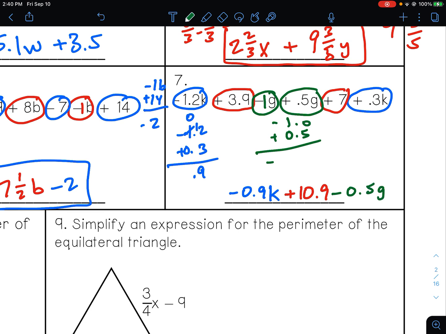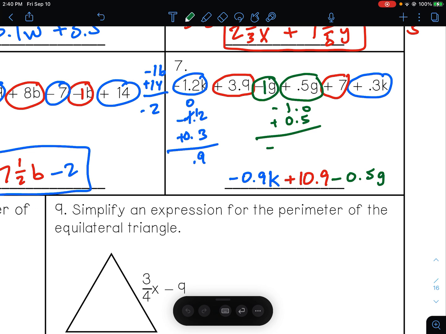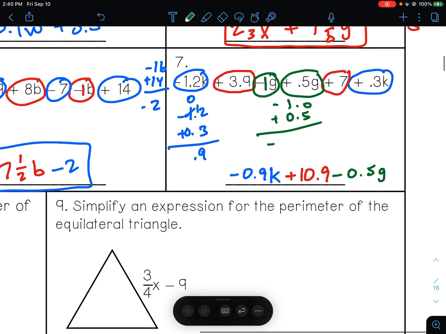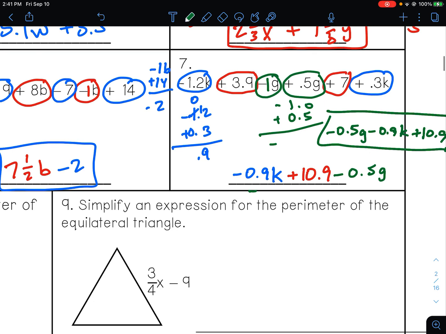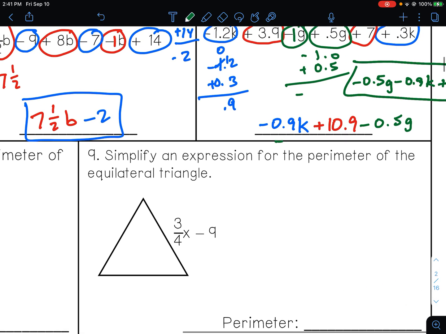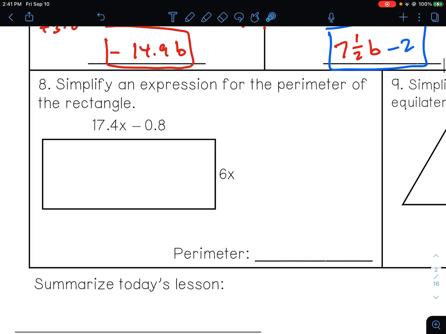Technically, the correct answer should have the variables in alphabetical order. So A, B, C, F, G, H, I, J, K. So G goes first. So technically, the answer should be, if I had written it correctly, I'm going to write it up here actually: negative 0.5g minus 0.9k plus 10.9. And yeah, the constants without variables go last, typically. But this one's correct as well. Nothing really wrong with it anyways.